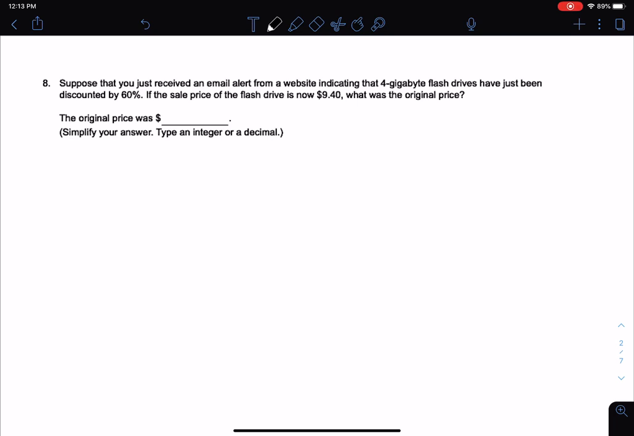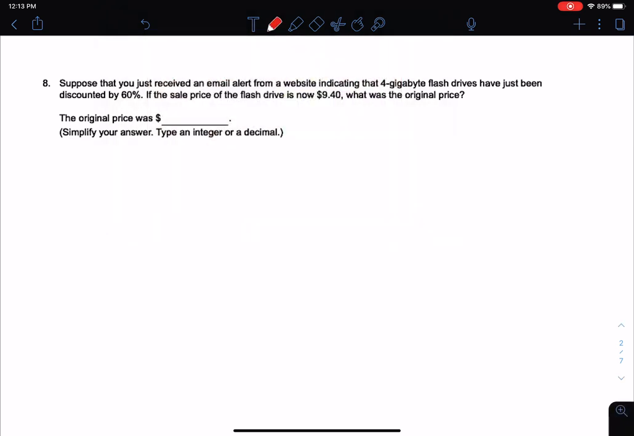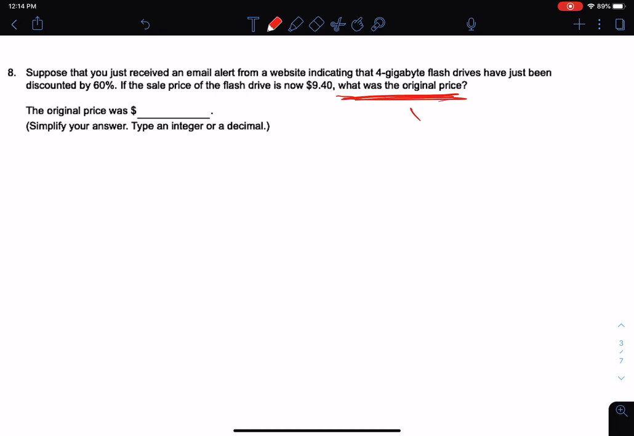Very often with these problems, I would say 99% of the time, the question at the end is going to be your variable, because that's what you're looking for. It doesn't always work on every problem, but it's a super high percentage of the time. This is going to be your variable, meaning let x equal the original price.